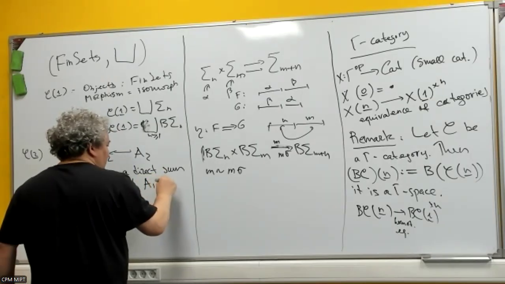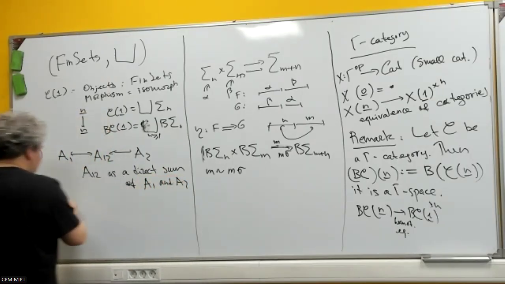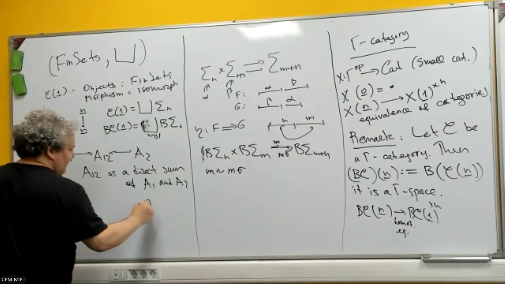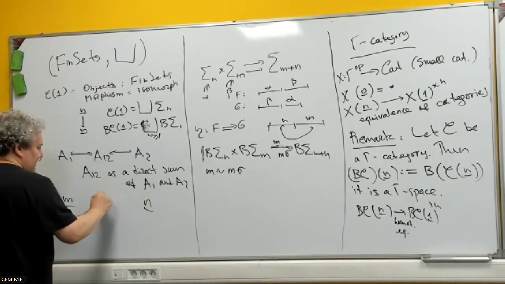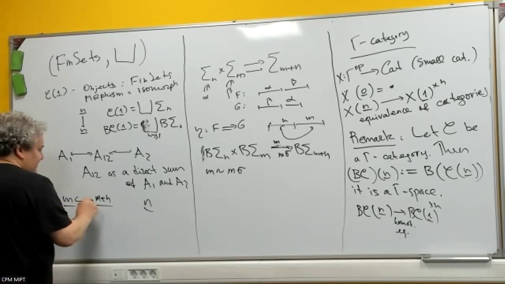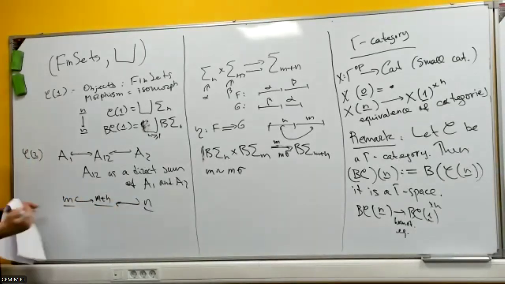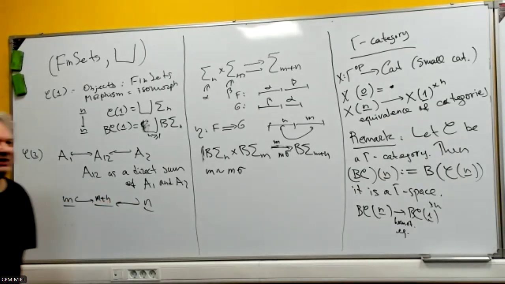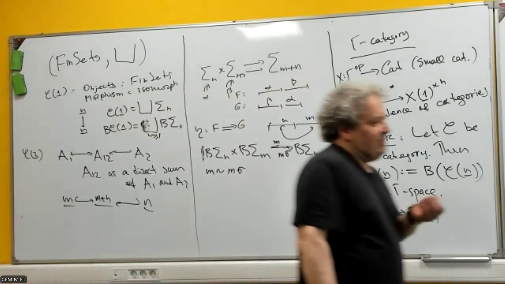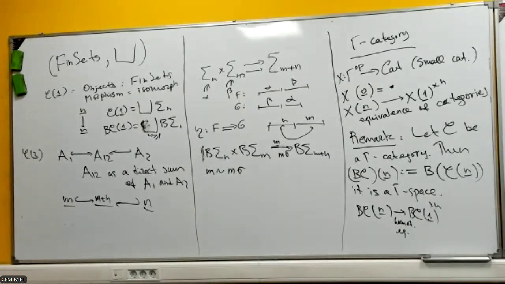So it means that if we fix M and fix N, then the object would be M plus N, but there are many different choices of maps from M to M plus N and from N to M plus N, such that all of them represent M plus N as a sum of M and N.